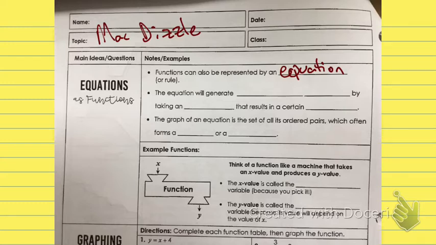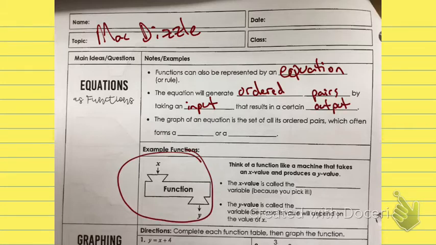These will generate ordered pairs by taking an input that results in a certain output. So that's kind of like down here. We saw that on Desmos earlier, where I think we called it a function machine. And we said, hey, this number's going in. What has to be happening to this number? We have inputs and outputs. They're going to come out as an ordered pair. Remember, an ordered pair is an x, y value that corresponds to a place on a graph.